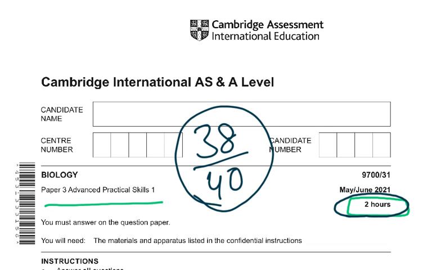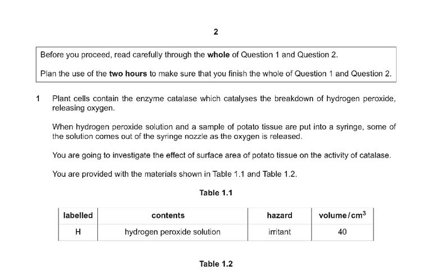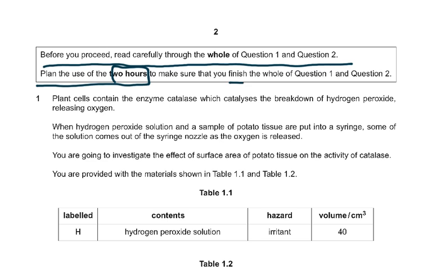This paper is for 2 hours and you have to do 2 questions on it. Now you see here, before you proceed, read carefully through the whole of question 1 and 2, plan the use of the 2 hours to make sure that you finish the whole of question 1 and the whole of question 2. So you should be spending 1 hour on one question and 1 hour on the other question. The other question is a microscope question. We won't handle that in this video. We'll do that in another video.